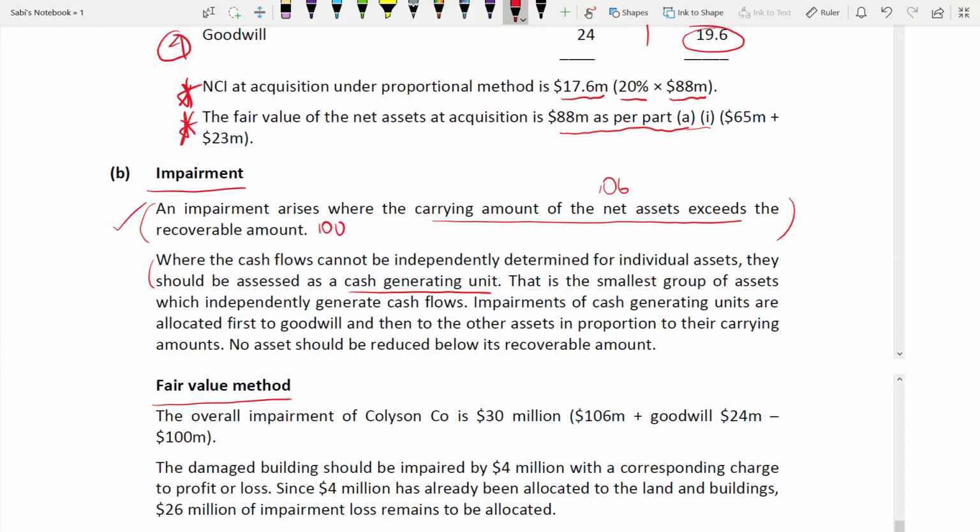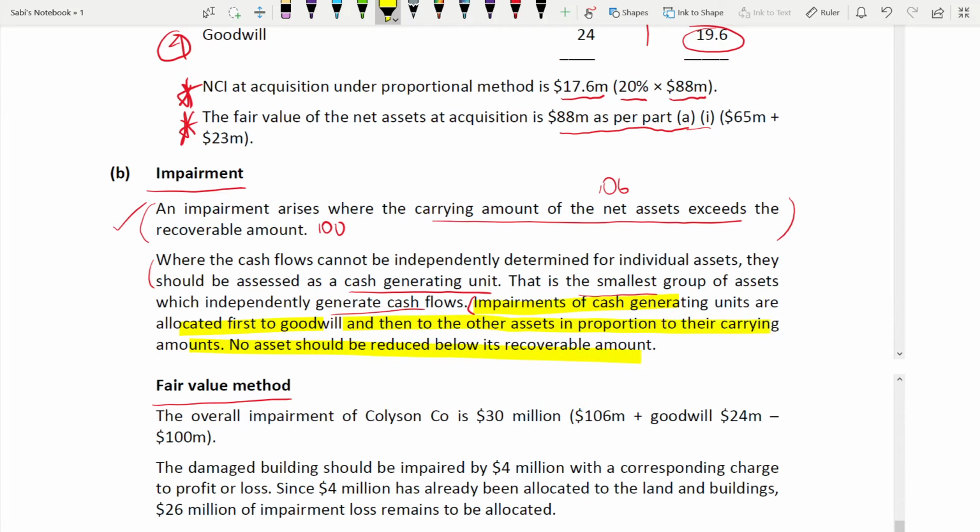What is cash generating unit? That is the smallest group of assets which independently generate cash flow. This is the definition. Next we have impairment of cash generating units are allocated. You need to write this also. This has to be there. Let me highlight it for you to understand the importance of it. The whole thing, okay? This needs to be there.